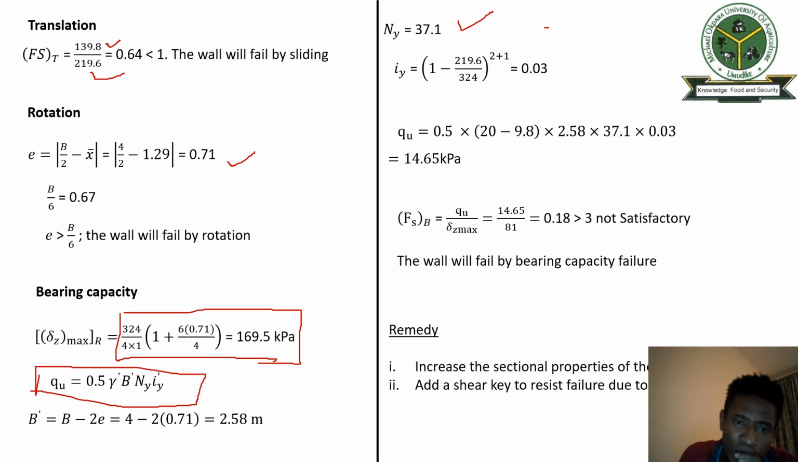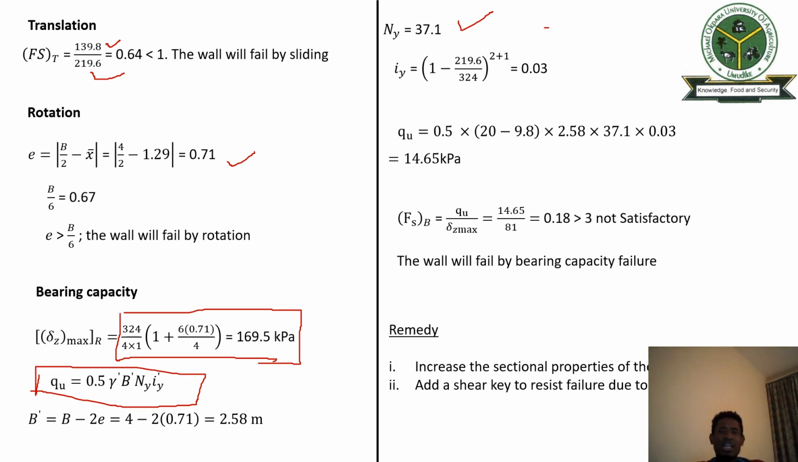If you divide 14.65 by 81, and this 81, okay, in this scenario we are not just going to divide by 81. This is a mistake, so you can correct it in your own work. We're supposed to divide it by 169.5. So when you divide, you see that the value we're going to have here is going to be much smaller.